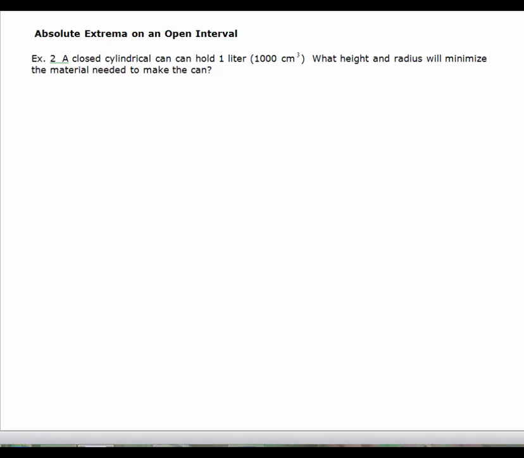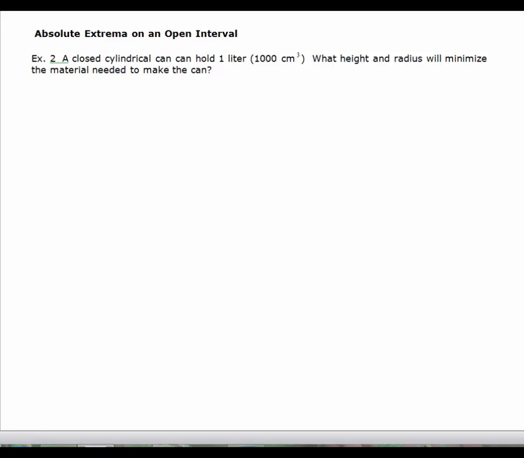This is an example of an optimization problem on an open interval. So in this case, we don't have endpoints. We'll be looking for our absolute max or absolute min at a critical value, and then to confirm, in this case, we're looking for a min, and to confirm that's an absolute min, we'll have to look at the limit as x approaches the open endpoints.